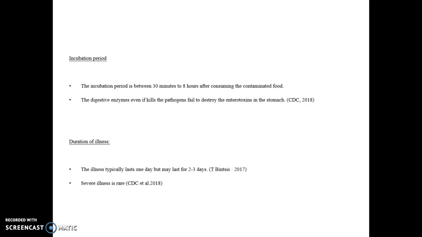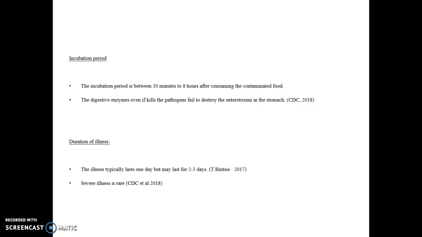The incubation period for the bacteria is between 30 minutes to 8 hours. The incubation period is basically the time period from when the contaminated food is ingested to the time when the symptoms start appearing in the body. This is the period wherein the symptoms start appearing in the form of vomiting, some loose motions, and also some diarrhea, etc., which I'll be discussing later.